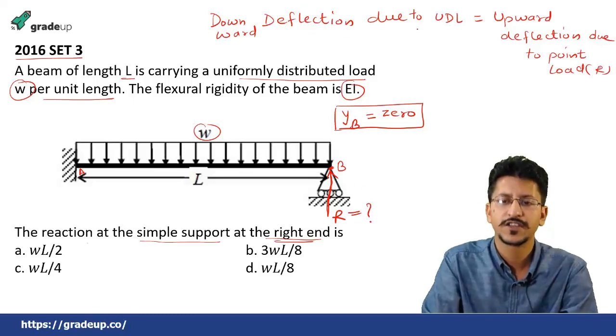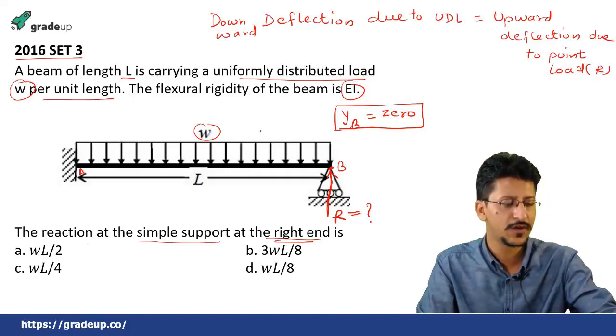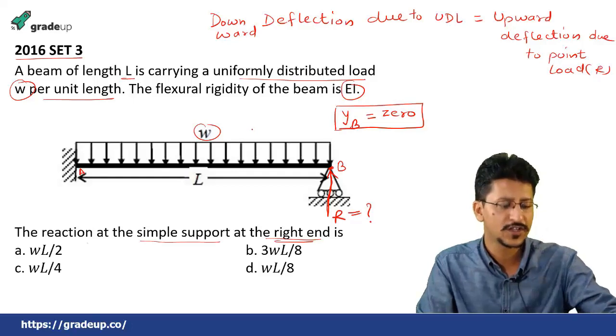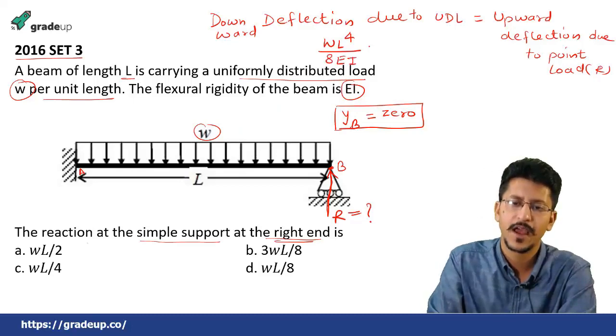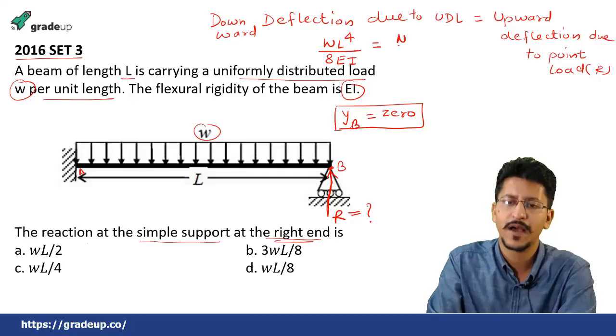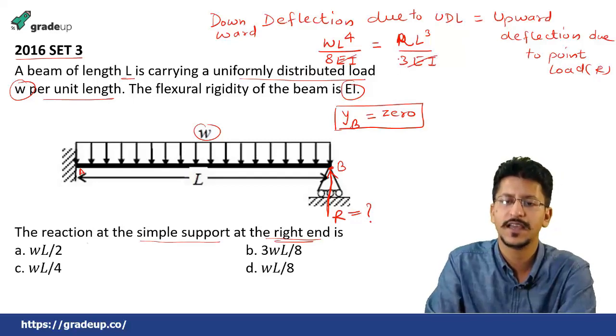So the downward deflection due to UDL on a cantilever beam is given by WL to the power 4 upon 8 EI, and for the point load at the free end it is given by R L cube upon 3 EI. Just cancelling out the terms, EI gets cancelled, the length is the same, so this 3 goes with this one, only one is left, so R becomes 3 WL by 8.